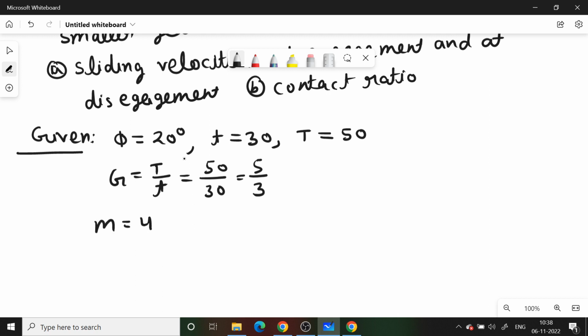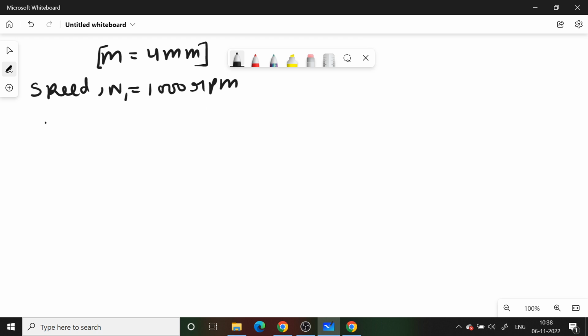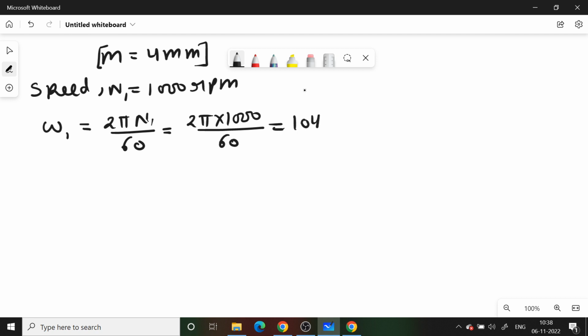Module m is equal to 4 mm. Speed N1 is given as 1000 rpm of the smaller gear. So angular velocity of the smaller gear, omega 1, is equal to 2 pi N1 by 60, or 2 pi into 1000 by 60, which is equal to 104.67 radian per second.